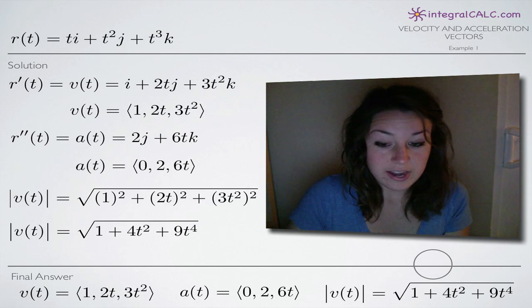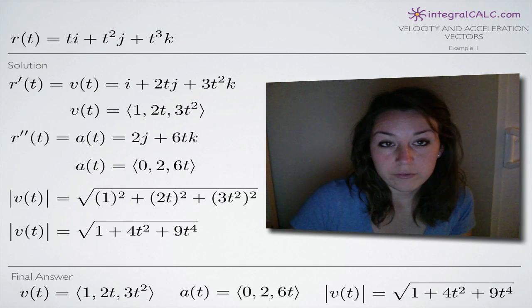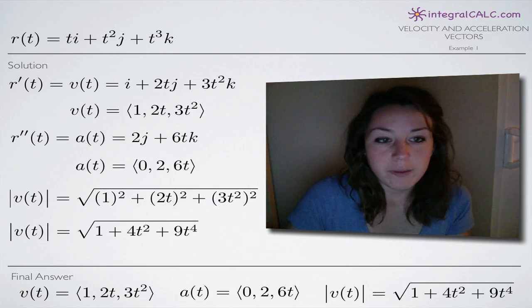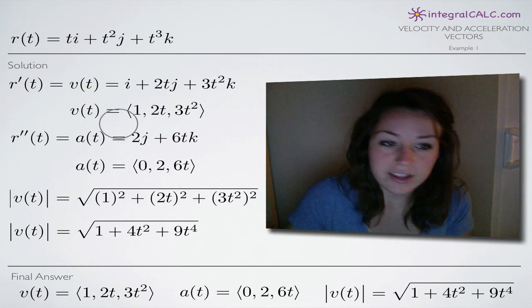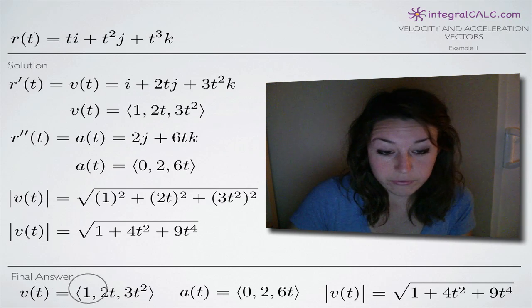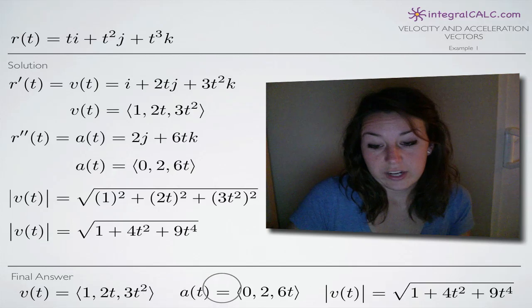If you were asked now to find velocity, acceleration, and speed at a certain value, like when time equals 3, or 3 seconds after the start, or whatever, you would plug in 3 for t everywhere, and that would give you velocity, acceleration, and speed.